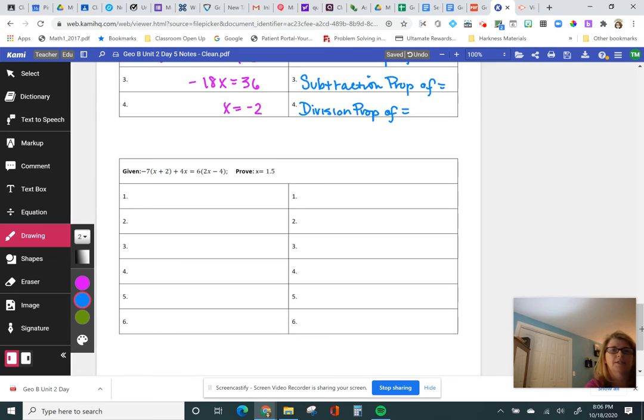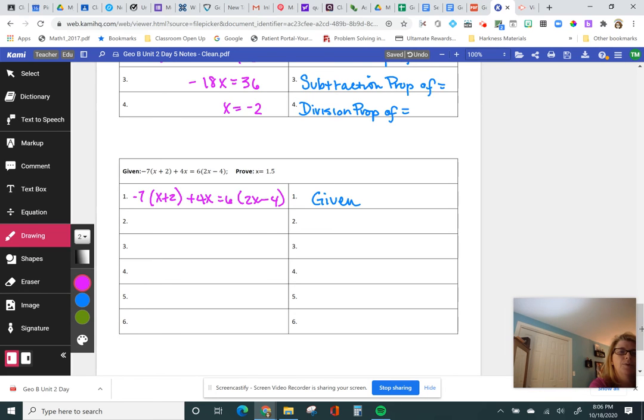So they've given us this rather long equation that we need to solve, and we need to prove that x is equal to 1.5. So let's start with our given. Negative 7 times x plus 2 plus 4x equals 6 times the quantity 2x minus 4. So as usual, our first is going to be given. Just write that down because that's where we're going to start, right?